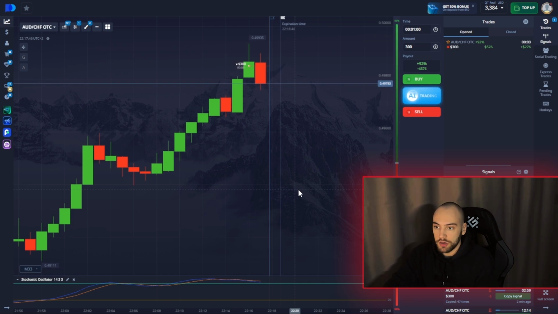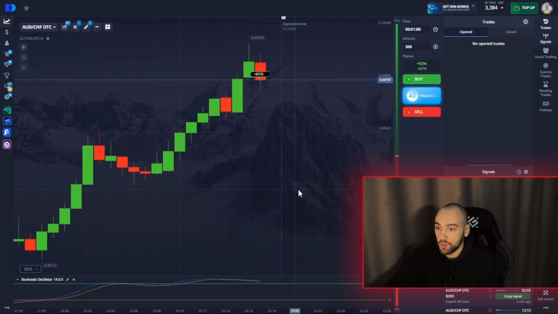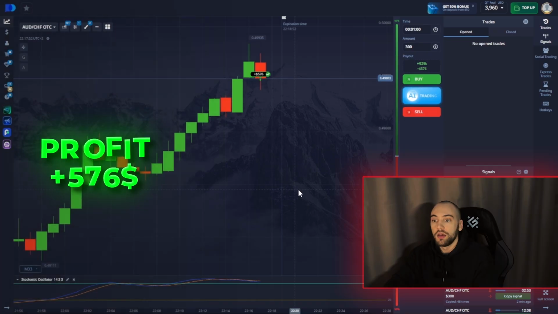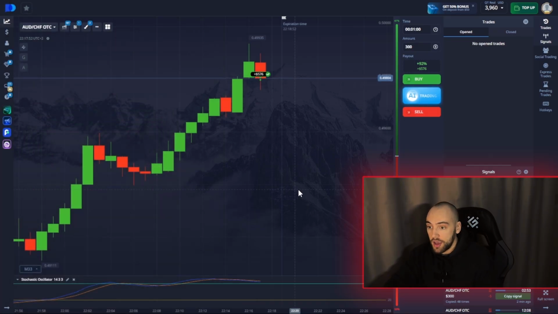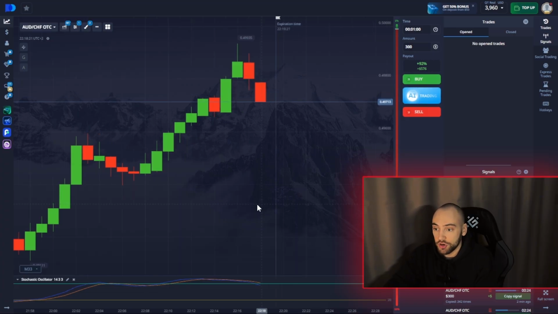Now a very confident candle is downwards. It just started, just as we discussed, and we close in profit. Once again, congratulations on that. Great. It's working perfectly. So I will also slightly increase the position size on this currency pair.